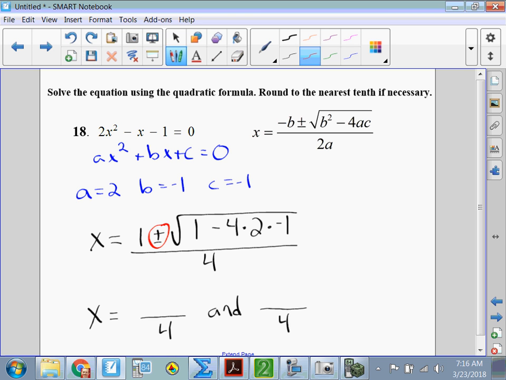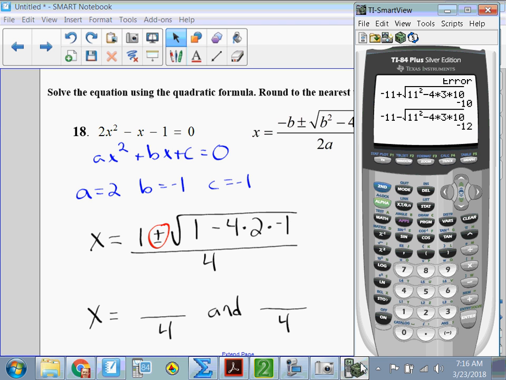So 1 plus the square root is going to give us something. And then we're also subtracting the square root. So 1 minus the square root. I'm going to try to show that on my calculator screen. See if this shows up in the video.